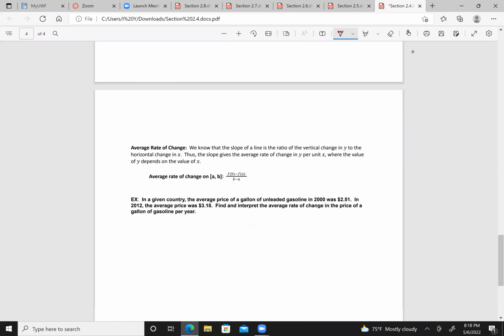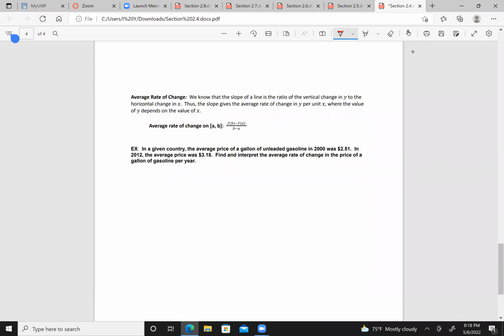So in a given country, the average price of a gallon of unleaded gas in 2000 was $2.51. In 2012, the average price was $3.18. Find and interpret the rate of change in the price of a gallon of gas. Well, we need the change in the prices, which would be 3.18 minus 2.51, over the corresponding years, so 2012 minus 2000, and that would be my slope.